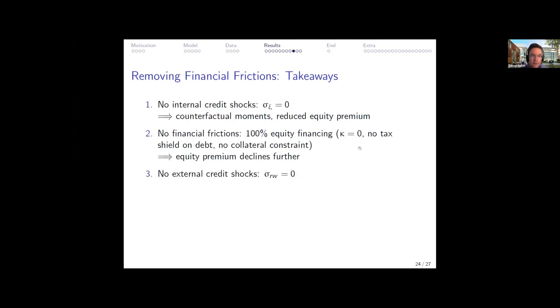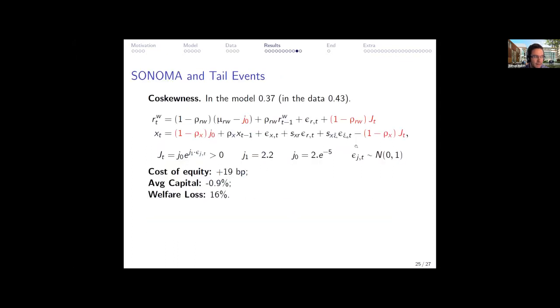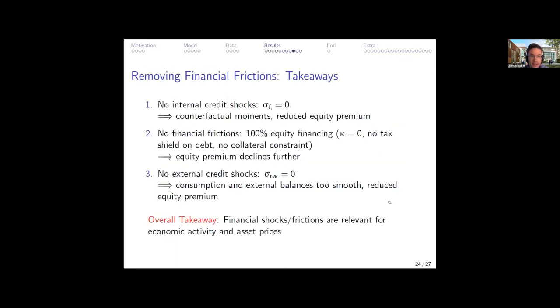So what if we remove external credit shocks? Well, we observe in particular that consumption and external balances become too smooth, and also that the equity premium declines. Similar to the first experiment, these results confirm that external credit shocks are relevant for economic activity and asset prices. And so that's really the main takeaway from this set of results.